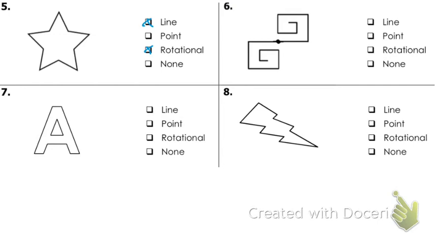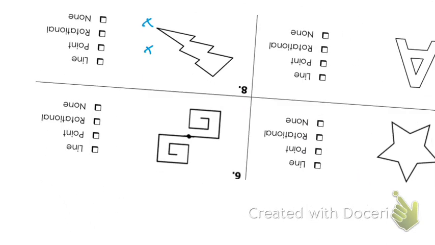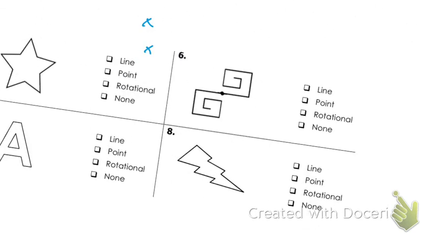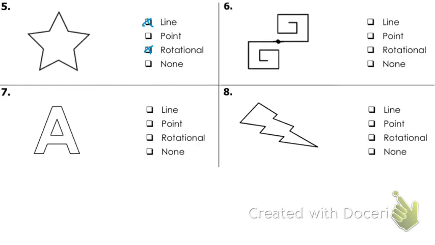But raise your hand if you think it has point symmetry. Flip it upside down, it's the same. I think it does. If we flip this upside down, do we still have figures on the top right and bottom left? Therefore, it is rotational. So it's point and rotational.